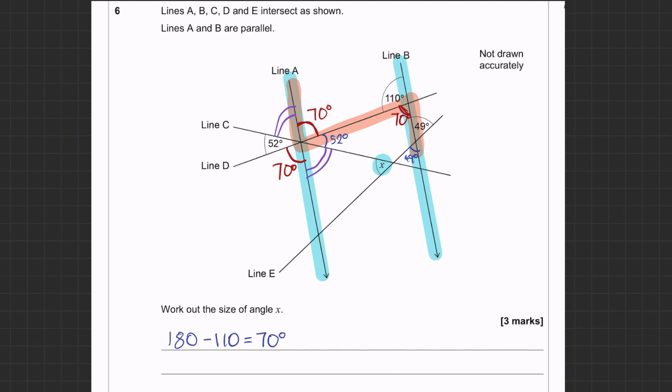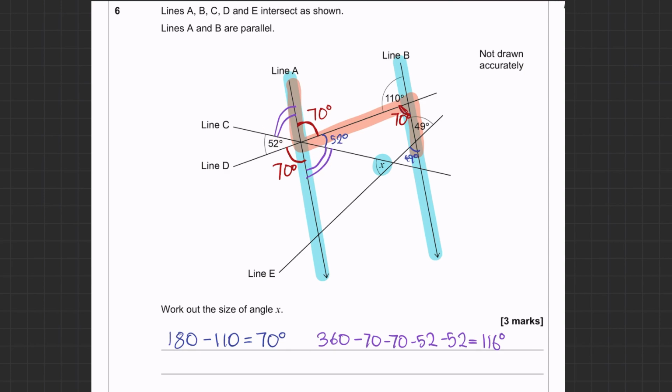We know there's 360 degrees all the way around, so all of these must add up to 360. So we can say, well, 360, take away 70, take away the other 70, take away 52, take away the other 52, leaves us with 116 degrees. Now the 116 degrees is this and this.